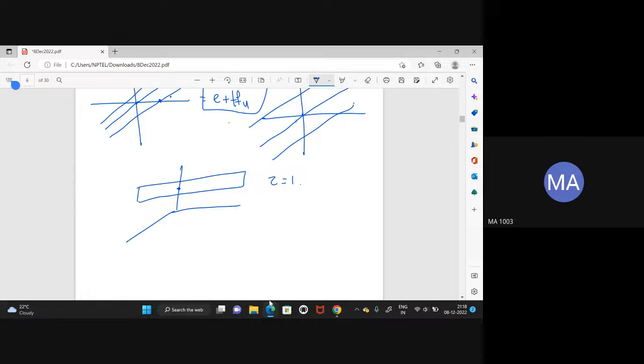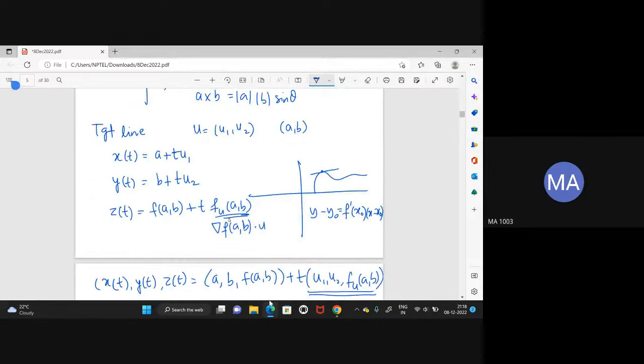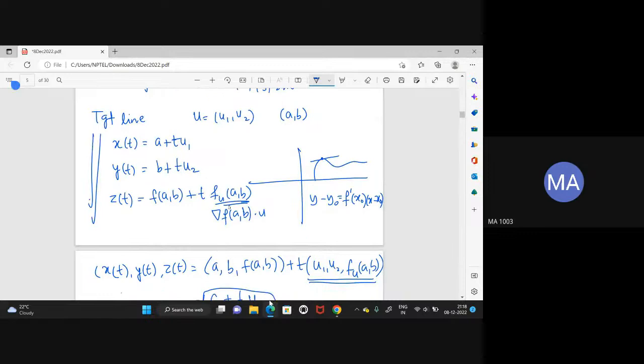Fine. So let's proceed. Tangent lines. Someone in the previous session was asking how did we get the symmetric form using this form. I had joined in between and someone was asking that. If someone has asked that, the answer is that you just calculate what t is from each of these equations and you will get the symmetric form: x minus a by u1 is equal to y minus b by u2 is equal to z minus f of a, b by f. This is Cartesian form, right? The symmetric form. Yeah, Cartesian form.